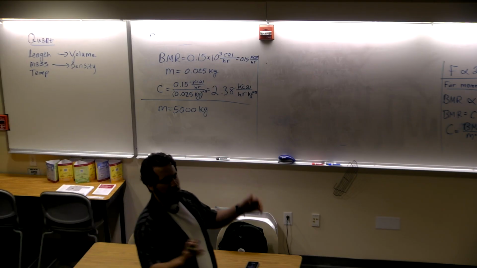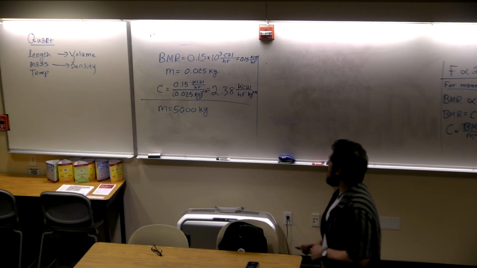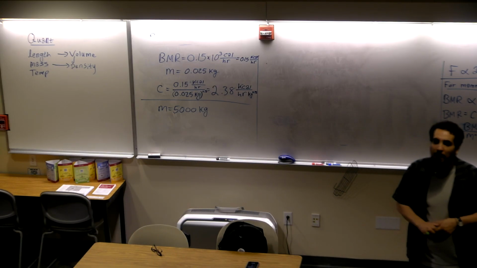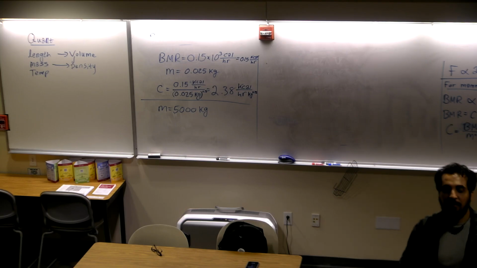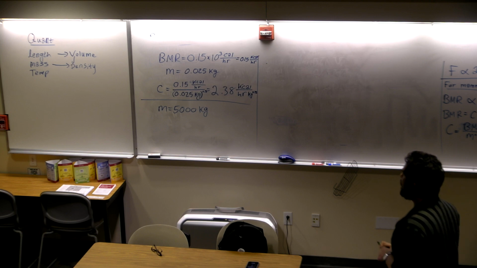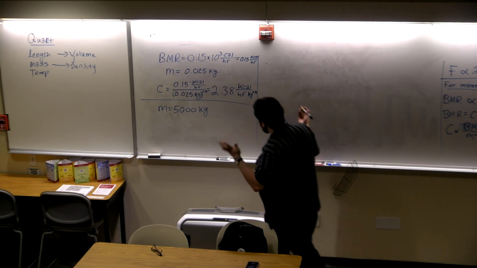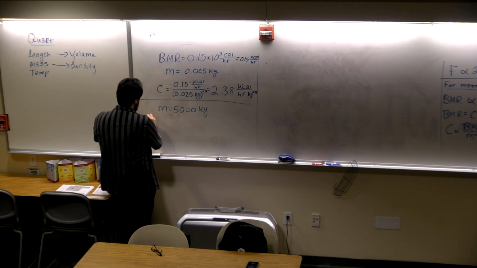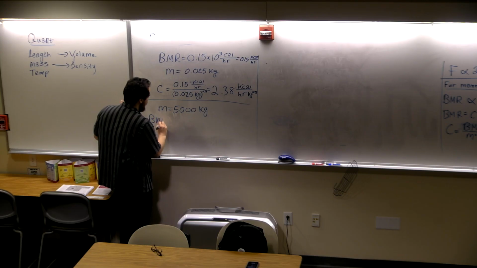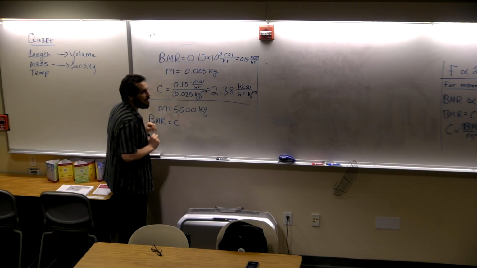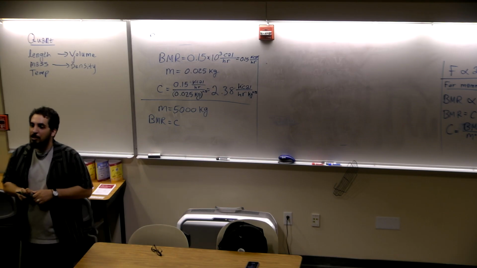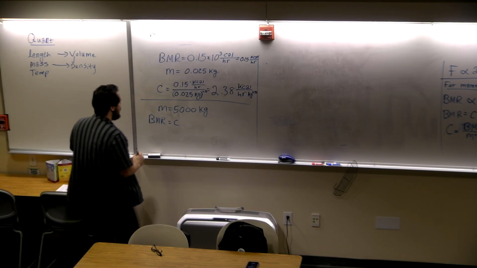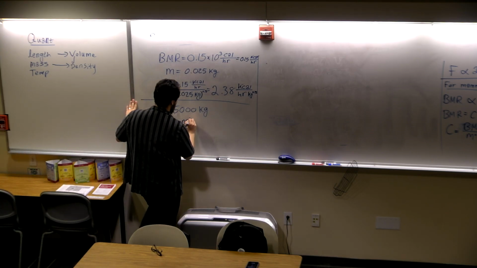Mouse, very small. Elephant, very big. Something we all know. And the question is, if we know the mass of an elephant, can we figure out its metabolic rate? In other words, can we figure out how many kilocalories per hour this elephant is going to be burning? So let's go ahead and figure that out. Well, from the relationship, the basal metabolic rate is equal to the constant of proportionality in our relationship multiplied by mass to the 0.75 power.